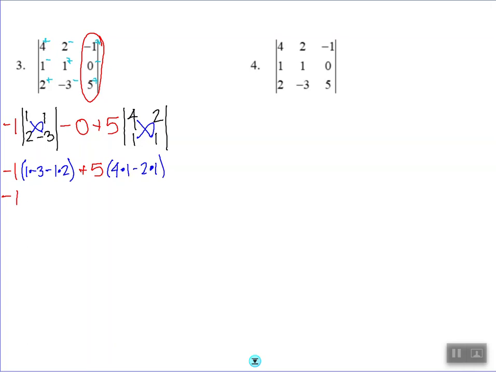So I get negative 1 times negative 3 minus 2, which is negative 5, plus 5 times 4 minus 2, which is 2. So I get 5 plus 10, which is 15.